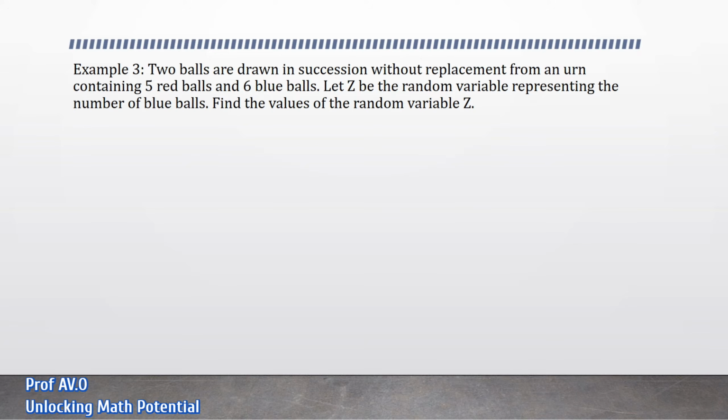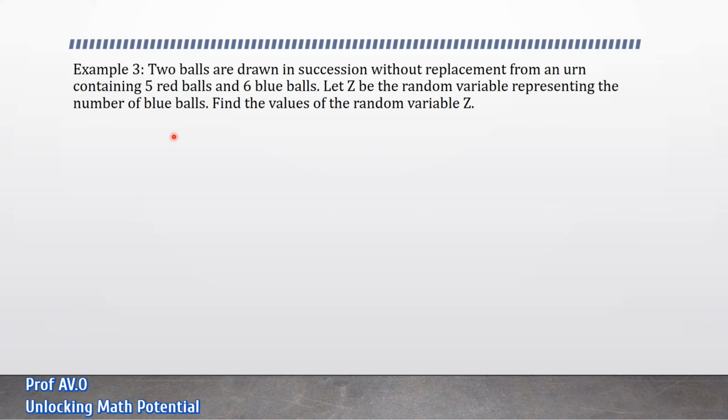Now let's have example number 3. 2 balls are drawn in succession without replacement from an urn containing 5 red balls and 6 blue balls. Let Z be the random variable representing the number of blue balls. Find the values of the random variable Z.